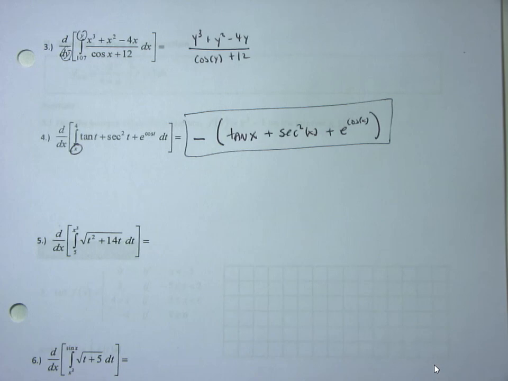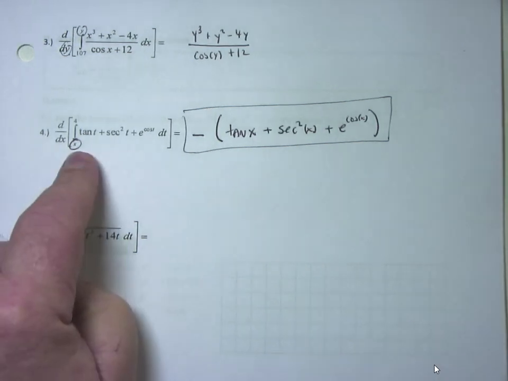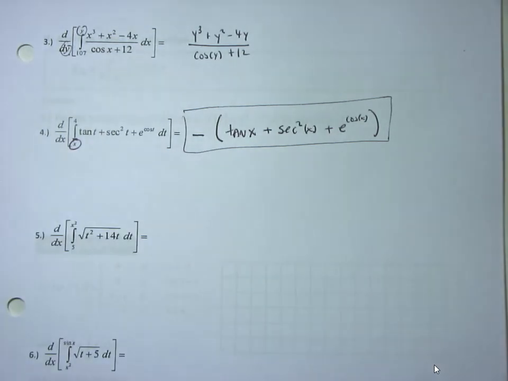The derivative and integral cancel, you get the function with the variable in it. But because the variable is on the bottom of the integral, you're going to have negative that function. You can distribute the negative on WeBWorK if you want to, but we're happy with you just giving negative parentheses on that thing.